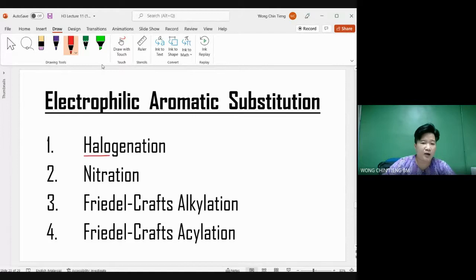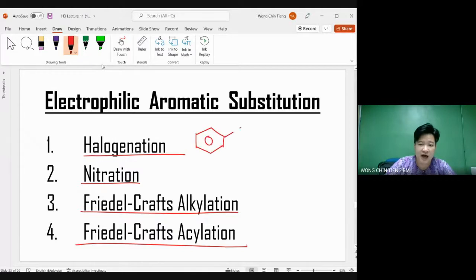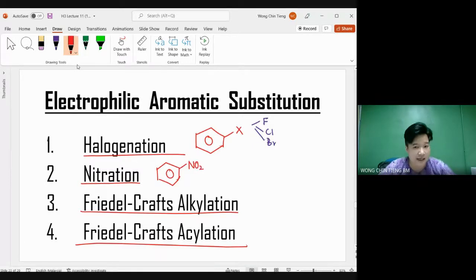We can do halogenation, nitration, Friedel-Crafts alkylation, and Friedel-Crafts acylation. In halogenation, the product you will get is a benzene ring with a halogen. The X over here can be fluorine, chlorine, bromine, and so on, up to the question. In nitration, the product you will get is your benzene ring with NO2.